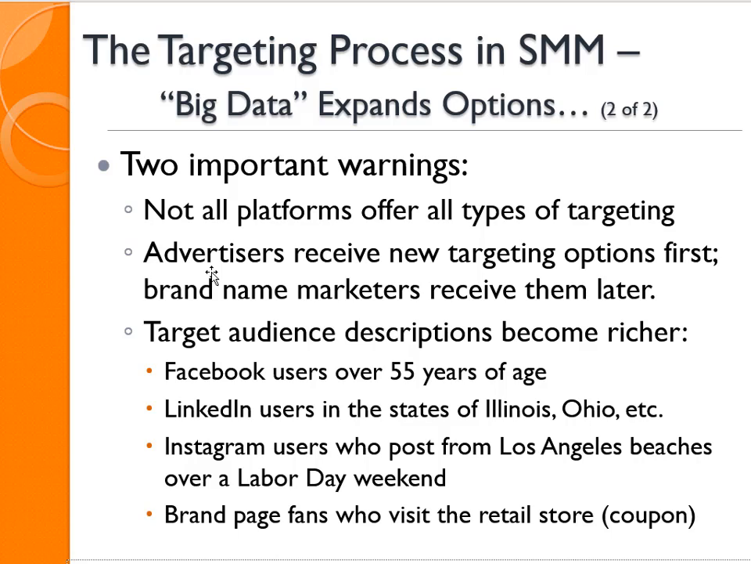But using big data then allows the descriptions for your target audience to be much richer than you have for traditional media. Traditional media would be TV, print ads, billboards, those sorts of things. So your book gives some examples. Here we have Facebook users over 55 years of age, but what do we know about them? Maybe we know that they use it at least once a week and they belong to one or more travel interest groups. So that allows us to fine-tune who we're targeting.